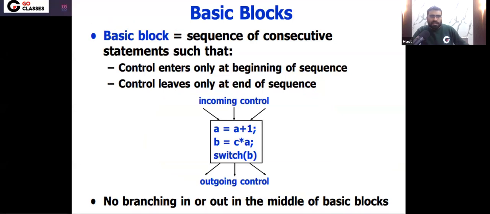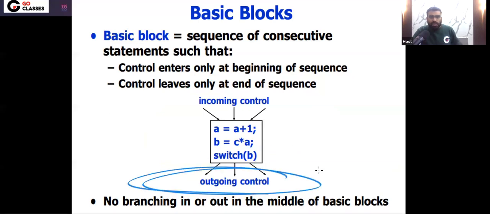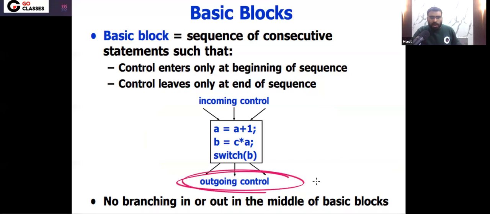A basic block is a sequence of consecutive instructions where control can enter only at the beginning. Remember, control enters only at the beginning. Similarly, control leaves only at the end. So you can see control can enter here and control can go out of here. For example, if you have a switch instruction, then you can have multiple outgoing edges. Multiple outgoing edges are fine, multiple incoming edges are fine. But inside the basic block, the control will be like this. Is this clear?